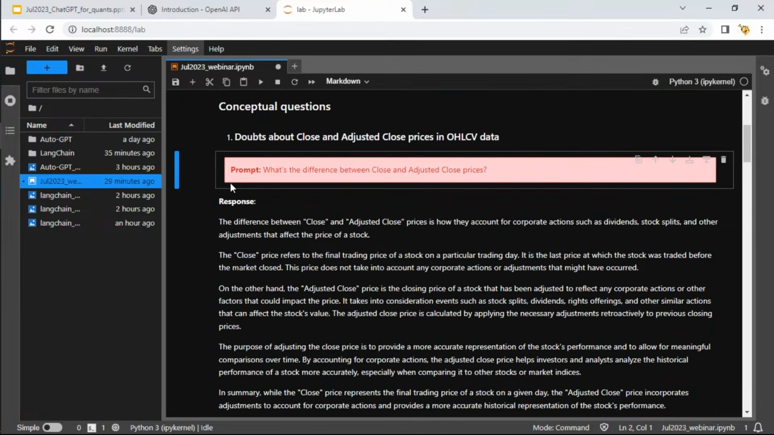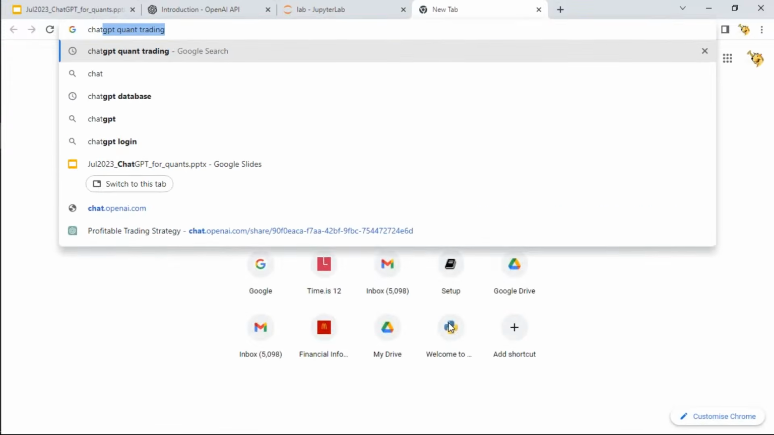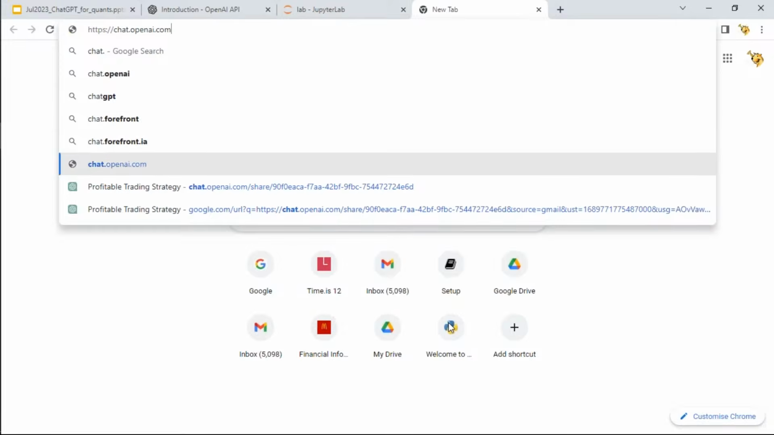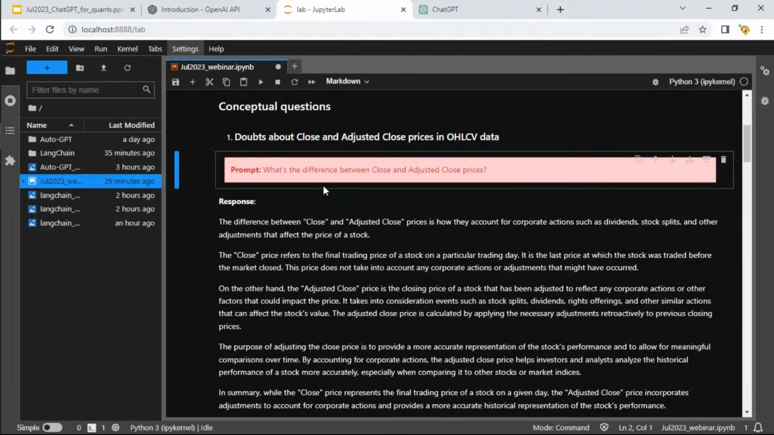And when I typed this into ChatGPT, so for those of us who haven't seen it, this is how the interface looks. You can go to chat.openai.com. You need to log in and access it. I'm not going to log in right now. For now, what I want to show you is that you can log in and then type your question.